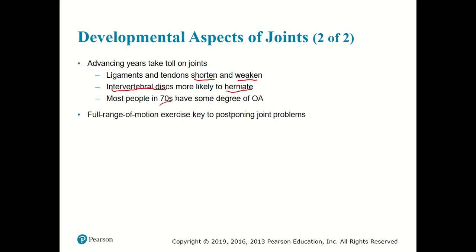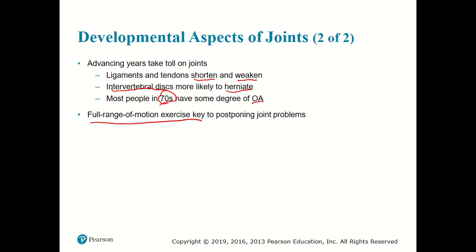And then, as I mentioned, half of the people in the United States over 85 have OA, but most people already have OA in their 70s. And so it's a good ending of the chapter. Talk about how you can actually have better mobility as you age.